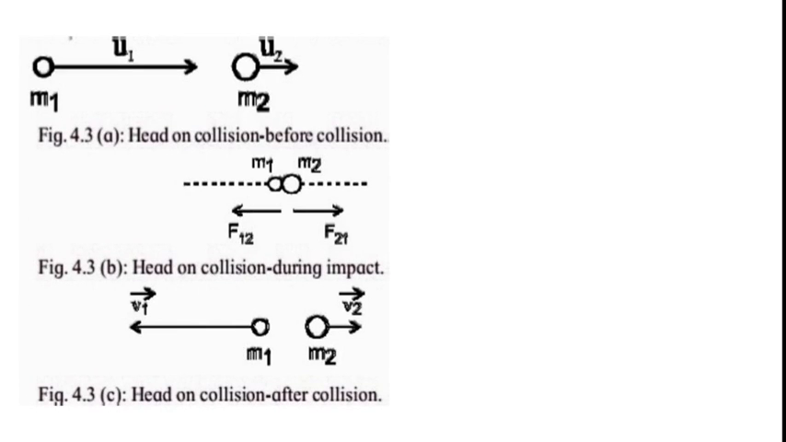Let us consider figure for head-on collision as figure 4.3a before collision, figure 4.3b during impact, and figure 4.3c after collision, where m1 and m2 be the mass of spheres moving with initial velocities u1 and u2 respectively. After collision, moving with velocities v1 and v2 respectively. And during impact, force of interaction is F12 and F21, which are directed oppositely.